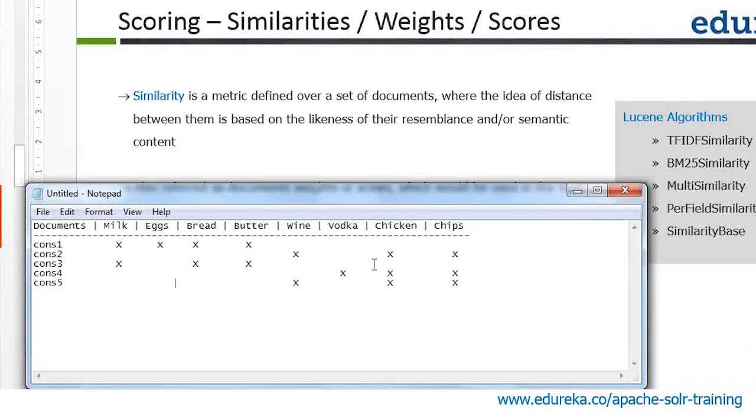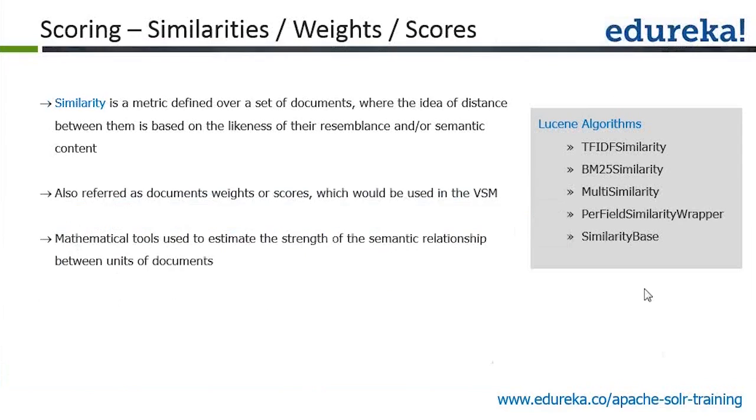Exactly. Say, for example, if I am searching for a term called wine, ideally what should be the next document? Will you return the consumer who has purchased milk, eggs, bread? Exactly. You will return consumers who have purchased vodka, wine, chicken, chips. That is the idea behind finding similarities. How to find similarities is a different technique which I can explain. Is it clear so far?